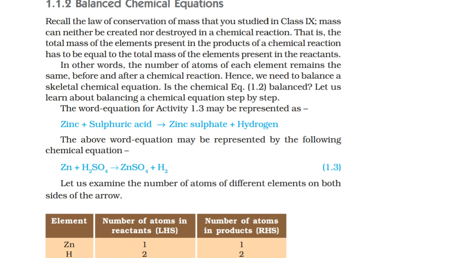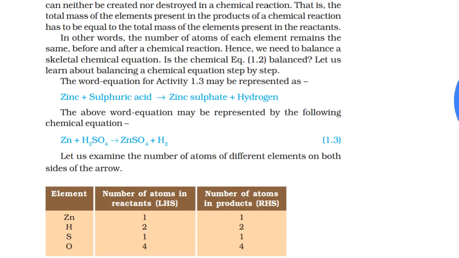Is the chemical equation 1.2 balanced? Let us learn about balancing a chemical equation step by step. The word equation for activity 1.3 may be represented as zinc plus sulfuric acid, arrow, zinc sulfate plus hydrogen. The above word equation may be represented by the following chemical equation.